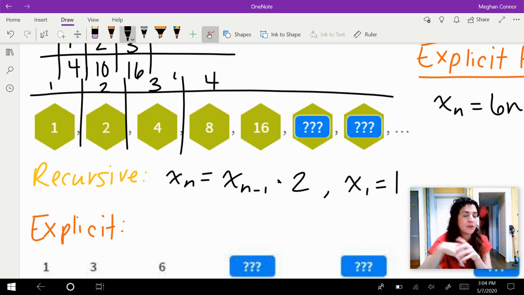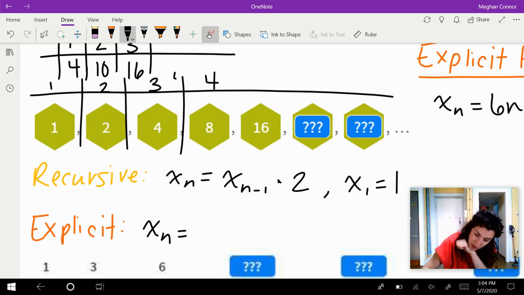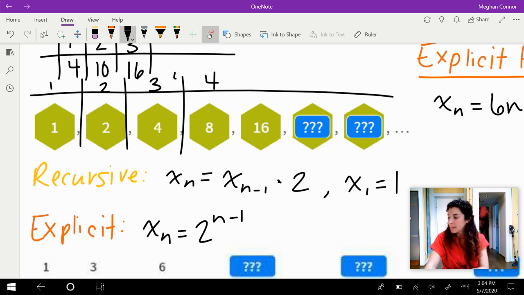It's just not happening quite in the way that we think it's going to be happening, because our nth term is really 2, not to the power of n, but to the n minus 1, right? Our second term is 2 to the power of 1. Our third term is 2 to the power of 2. Our fourth term is 2 to the power of 3. So that's how you do the explicit form. That's the difference between recursive and explicit.